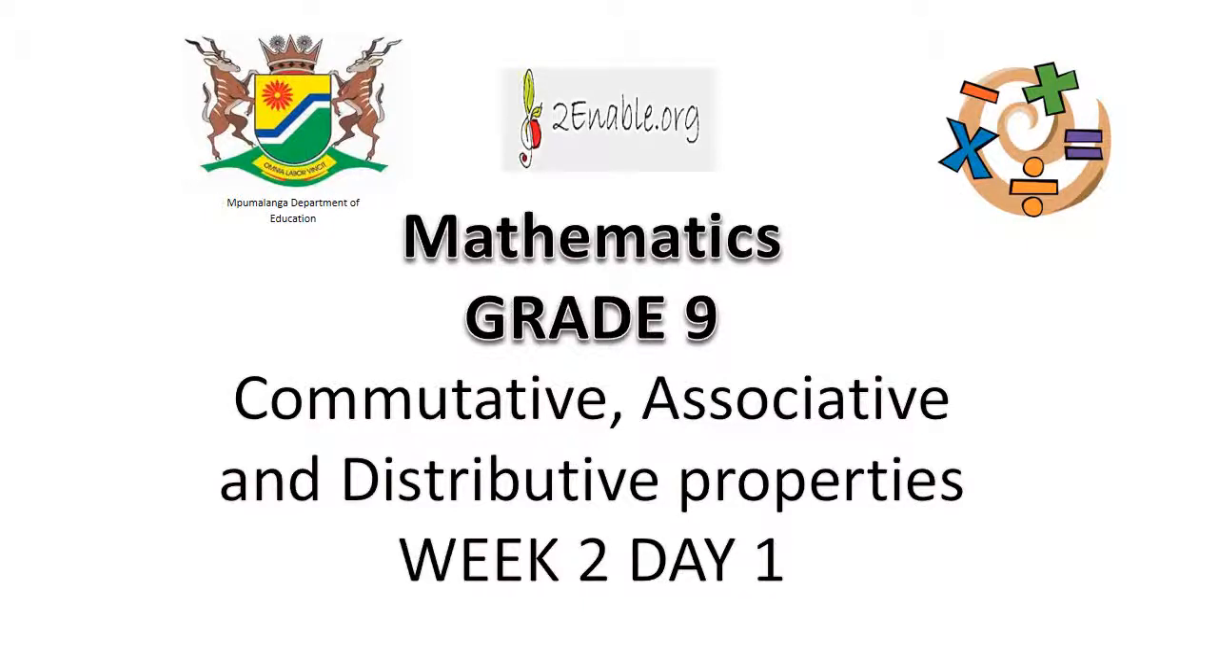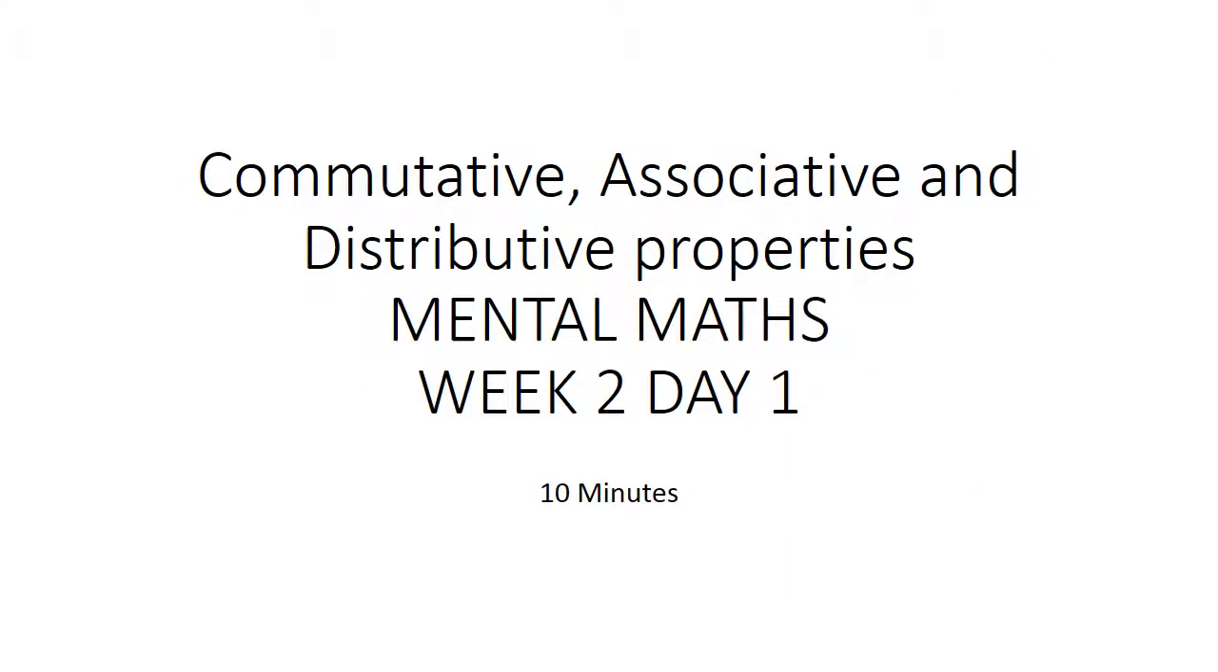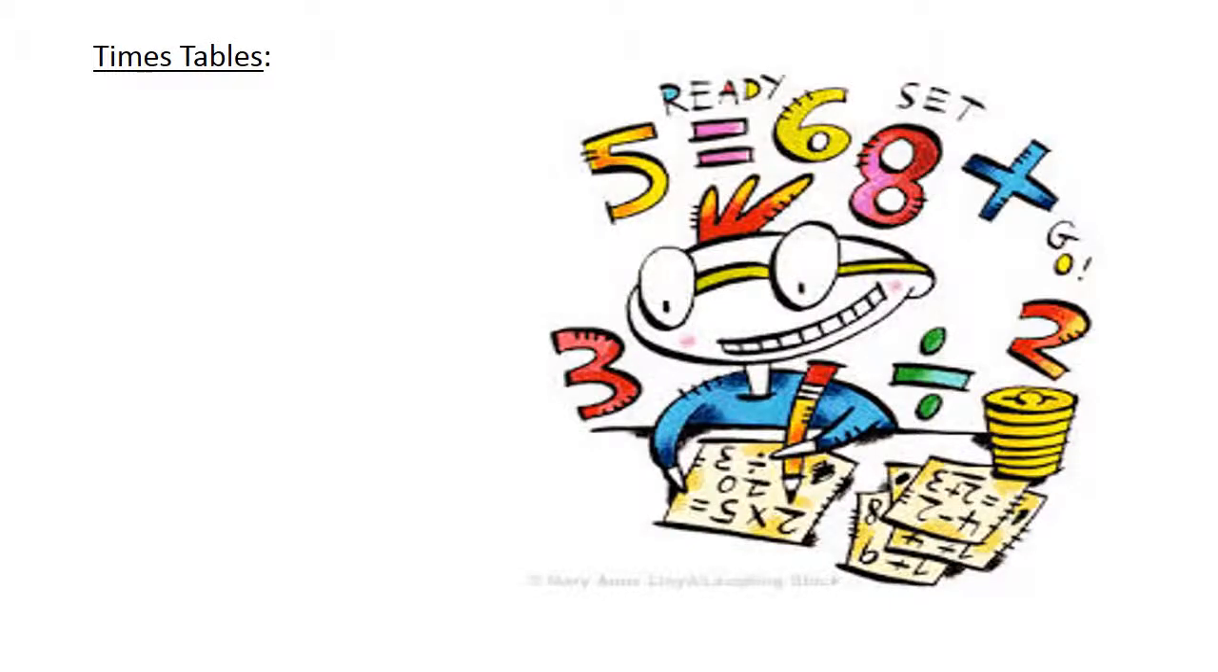Commutative, associative, distributive. Mental math. Times tables. 3 times 12 equals 36. 8 times 7 equals 56.